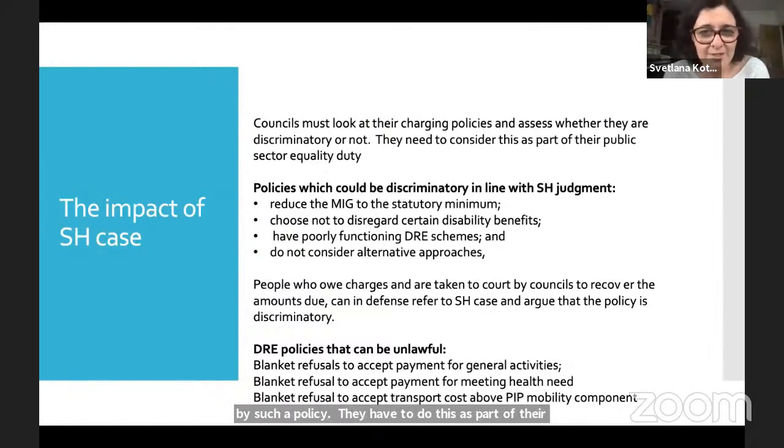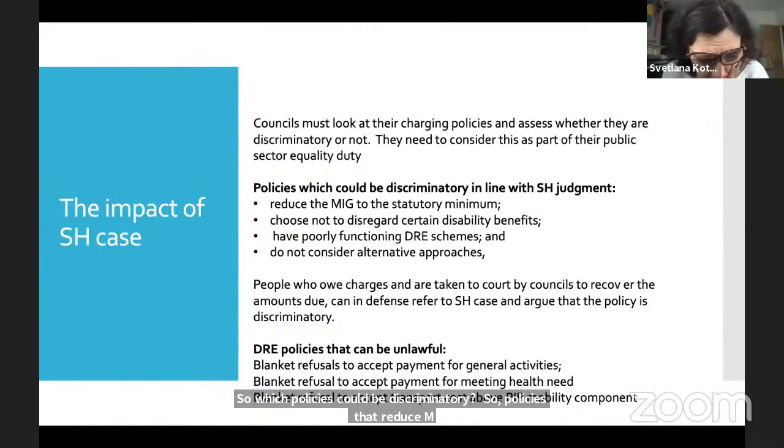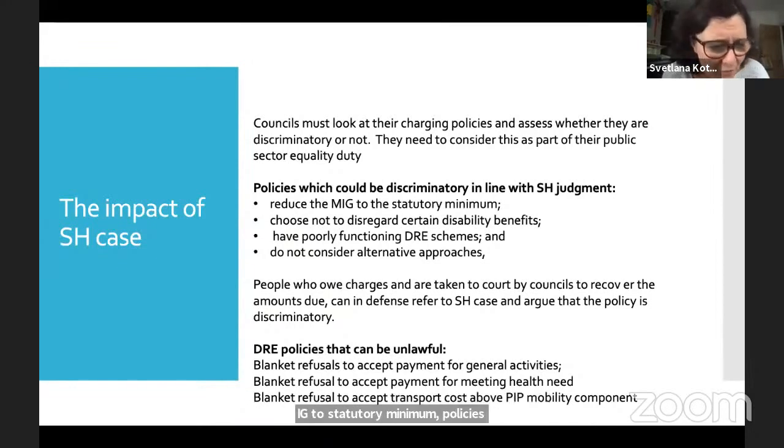So which policies could be discriminatory? Policies that reduce MIG to the statutory minimum, policies that choose not to disregard higher rates of benefits, policies that have a poorly functioning DRE system, because Norfolk really tried to argue that, well, if people have disability related expenditure, of course they can offset that and reduce their contribution.